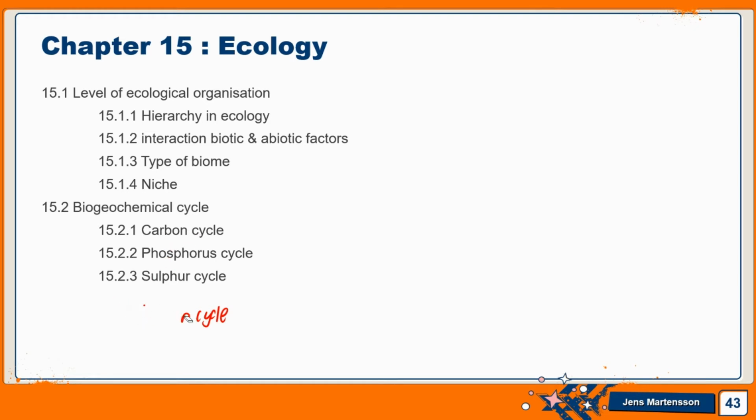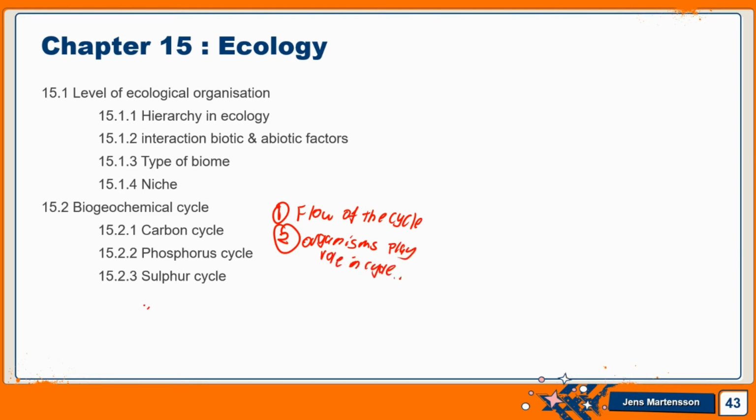In these cycles, you have to learn, first, the flow chart. You have to know the flow of the cycle. And the second is the organisms, and the role of the organisms, because some organisms play a role in the cycle. You have to know which organisms play a role in each cycle. The examination normally comes up in objective questions.